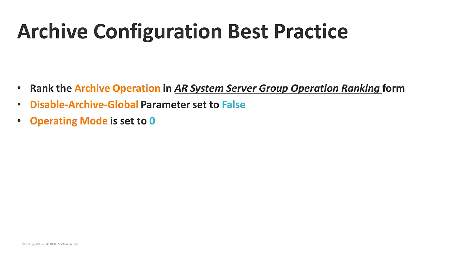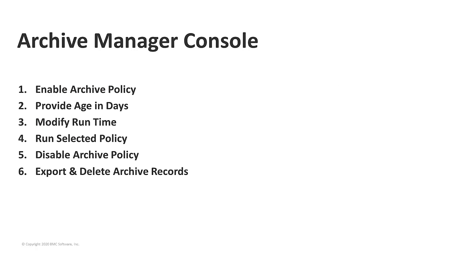The next is the disable archive global parameter, which should be set to false, or you can choose not to set this parameter. This parameter is configured from centralized configuration, and if it is set to true, then archive will not work as it will be disabled globally. The next is operating mode, which should be set to 0. If it is set to any higher value apart from 0, then the server considers it in upgrade mode and the archive operation will be disabled.